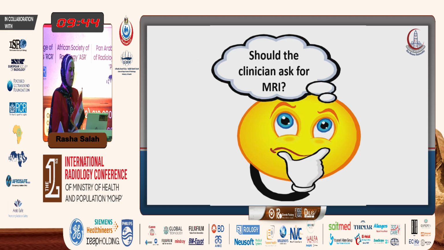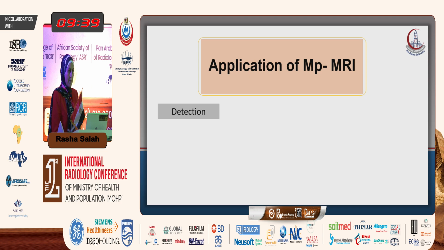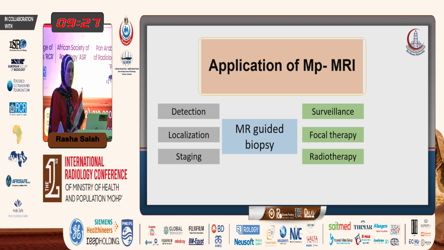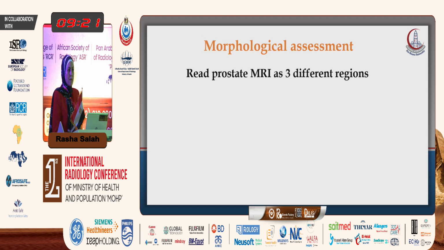Let's start with why we should ask for multiparametric MRI. It has multiple applications in prostate cancer evaluation, including detection, localization, and staging. Also, it is helpful in MRI-guided biopsy, in surveillance, focal therapy assessment, post-radiotherapy assessment, and in evaluation of biochemical recurrence.